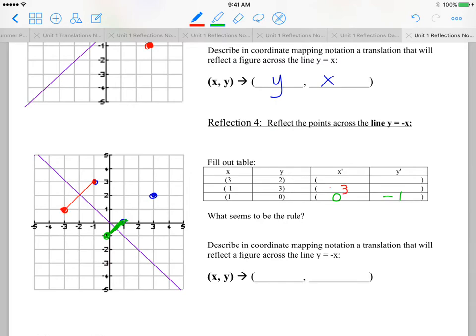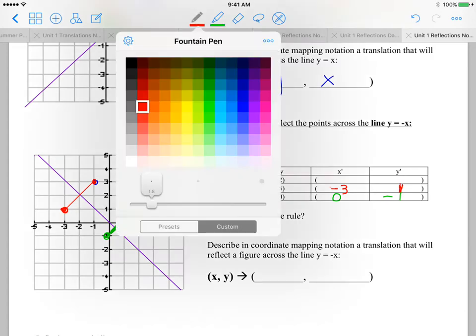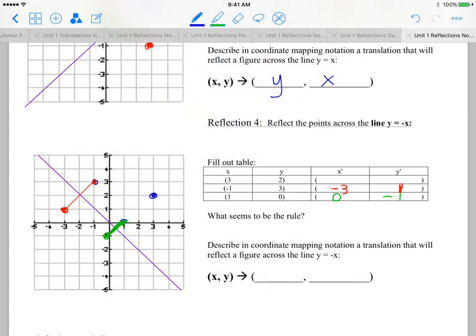Can we see the pattern that's happening this time? Starting to look at it, trying to figure out what's going on. And then our blue line, let's see what blue does. He's at 3, 2. I bet he's going to be at negative 2, negative 3. Remember, perpendicular bisector makes a right angle. So that guy's going to be at negative 2, negative 3.